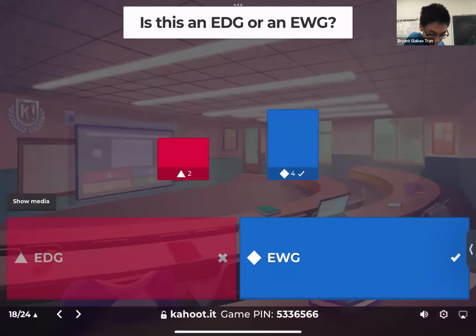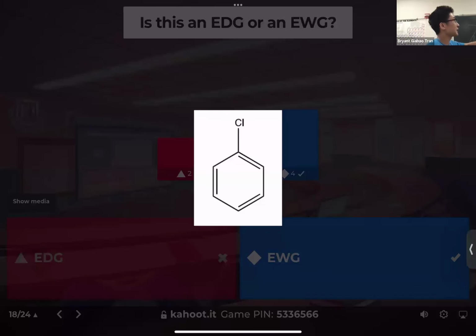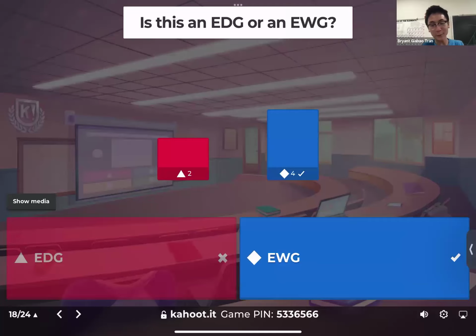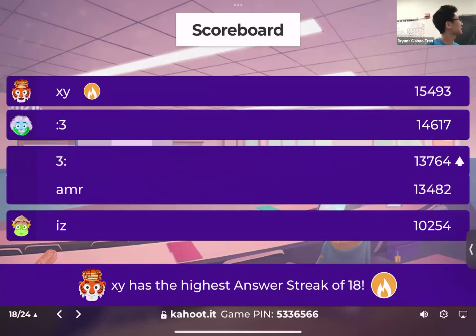Right. So halogens are EWGs, but are they ortho para directors or meta directors? Ortho para directors, right? This is the exception here. Even though they're EWGs, they are not meta directors; they are ortho para because of the resonance that they can do.